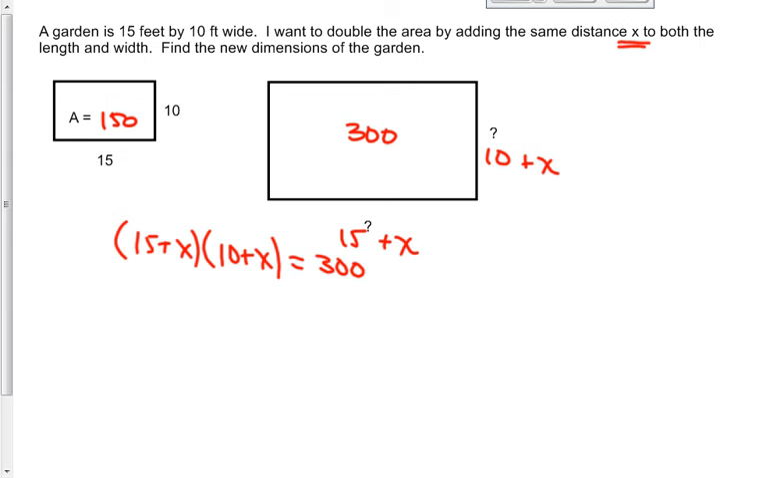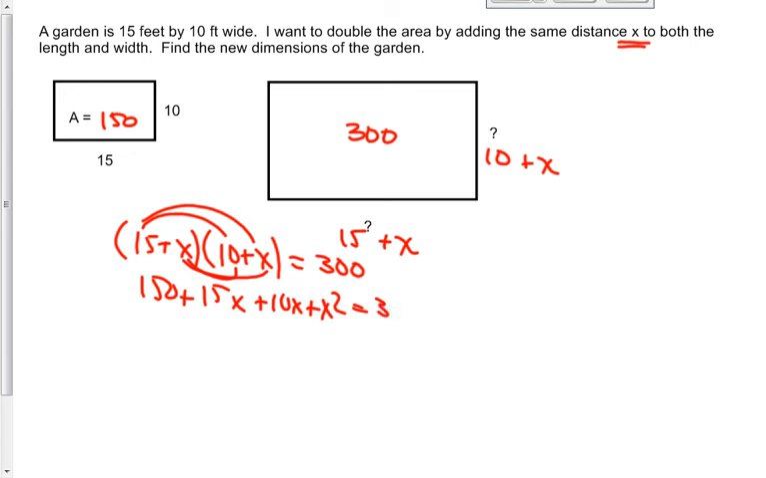All right, so now we want to try to solve this equation. Well, if we do our FOIL, and if you need to, you can change these around, so it says x plus 15, x plus 10, it doesn't make any difference. 150 plus 15x plus 10x plus x squared equals 300. x squared, like terms are 15x plus 10x. 150 is on this side. I need to subtract 300. Gives me negative 150 equals 0.